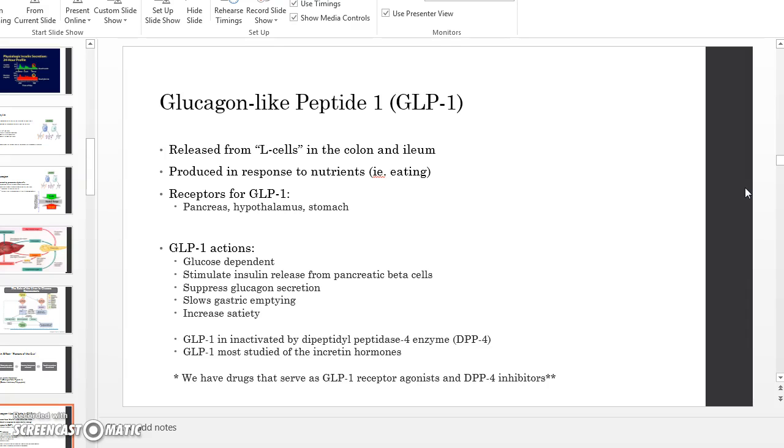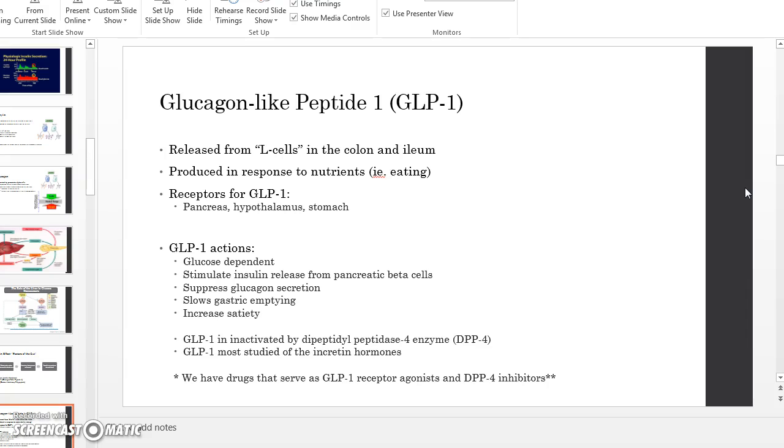It helps to stimulate insulin release from the pancreatic beta cells. It also helps to suppress glucagon secretion. It slows gastric emptying and increases satiety. So it's working on all of those three areas. In your pancreas, it's helping to stimulate beta cell insulin secretion. In your hypothalamus, it's helping to increase your sense of fullness, or satiety. And in your stomach, it's helping to slow gastric emptying, allowing more of that second phase of insulin release, allowing glucose to be slowly absorbed into the system.